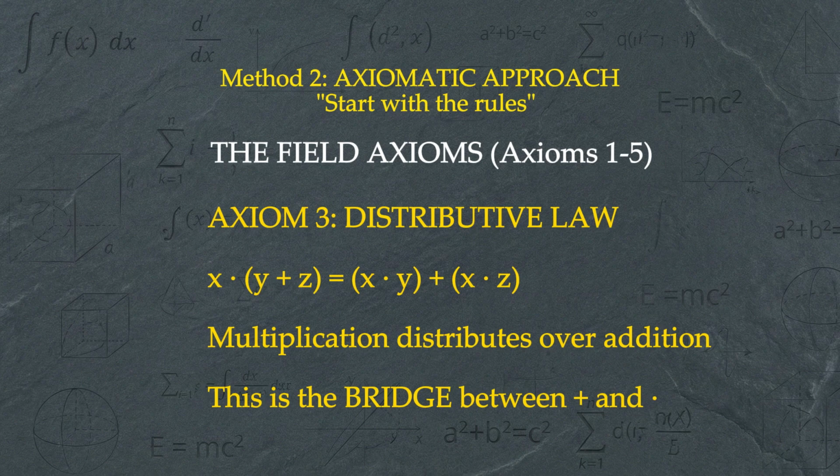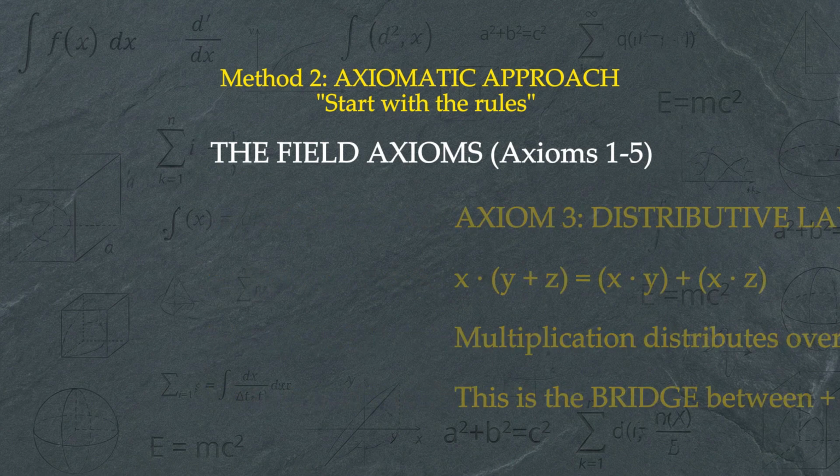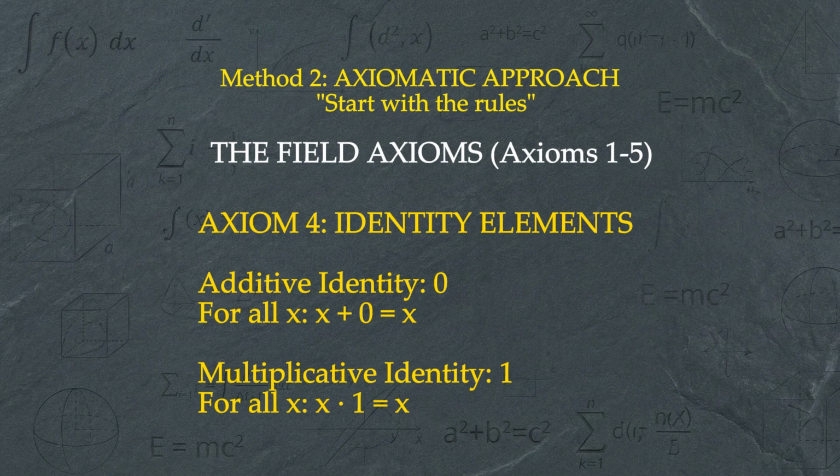Multiplication distributes over addition. 3 times the quantity 2 plus 5 equals 3 times 2 plus 3 times 5. This axiom is special because it's the bridge that connects our two operations. Without it, addition and multiplication would live in separate worlds. Axiom 4 guarantees the existence of identity elements. There exists a special number called 0, such that adding 0 to anything leaves it unchanged. And there exists a special number called 1, such that multiplying anything by 1 leaves it unchanged.